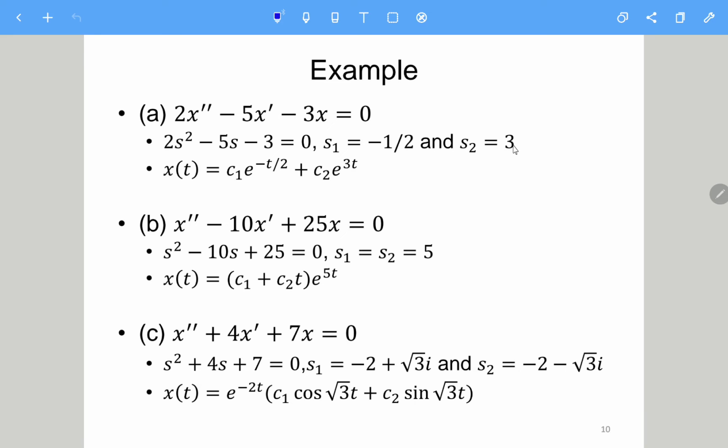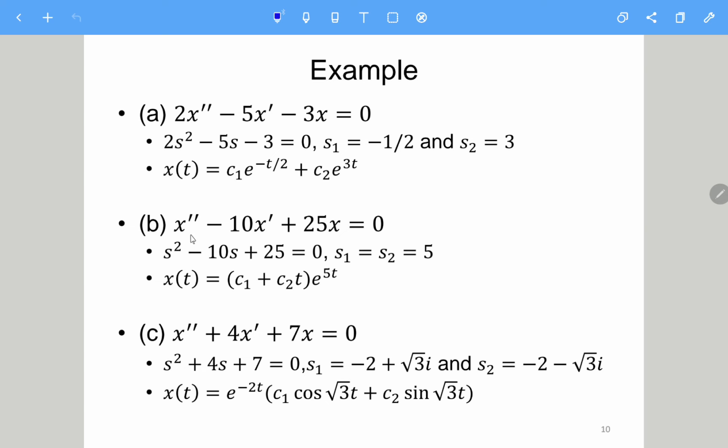So they are distinct real roots. So we can see the homogeneous solution to be C1 times exponential to negative half of t. So we can write it as negative t over 2. And then for the second term, plus C2 exponential to 3t. So we have s1, s2 to be here and here, multiplied by t. Okay, so this is the first case, distinct real roots.